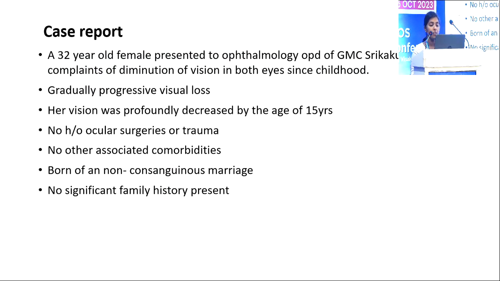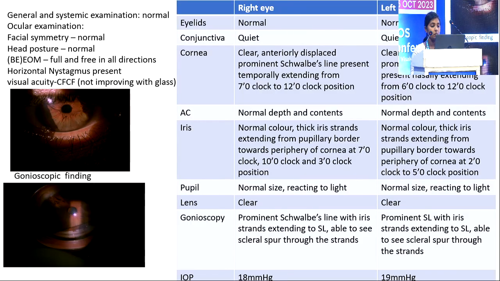Case report. A 32-year-old female presented to ophthalmology OPD of GMC Srikakulam with complaints of diminution of vision in both eyes since childhood. Gradually progressive visual loss. Vision was profoundly decreased by the age of 15 years. No other history present. Non-consanguineous marriage. No significant family history present. General systemic examination normal. Facial symmetry normal. Head posture normal. Extraocular movements full and free in all directions. Horizontal nystagmus is present. Visual acuity, counting fingers close to face, not improving with glasses.